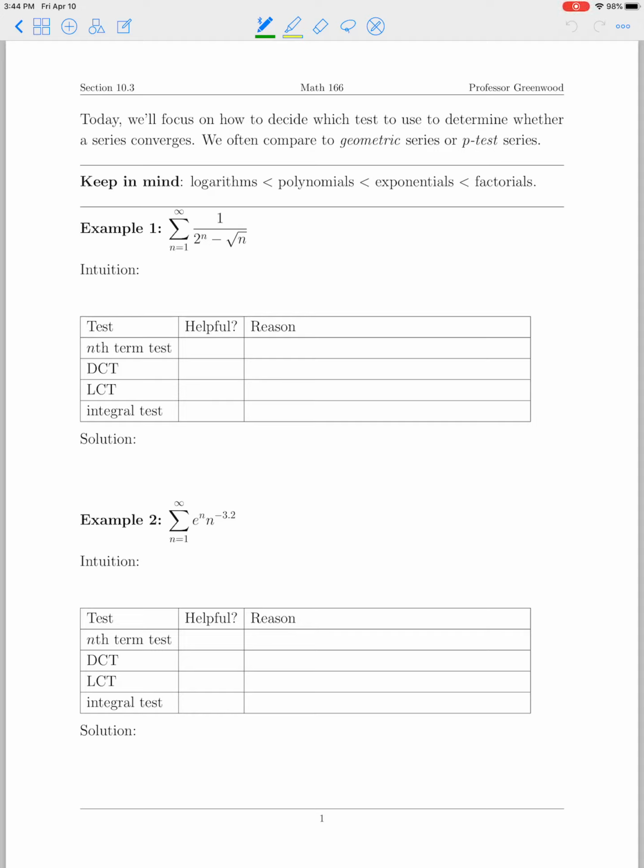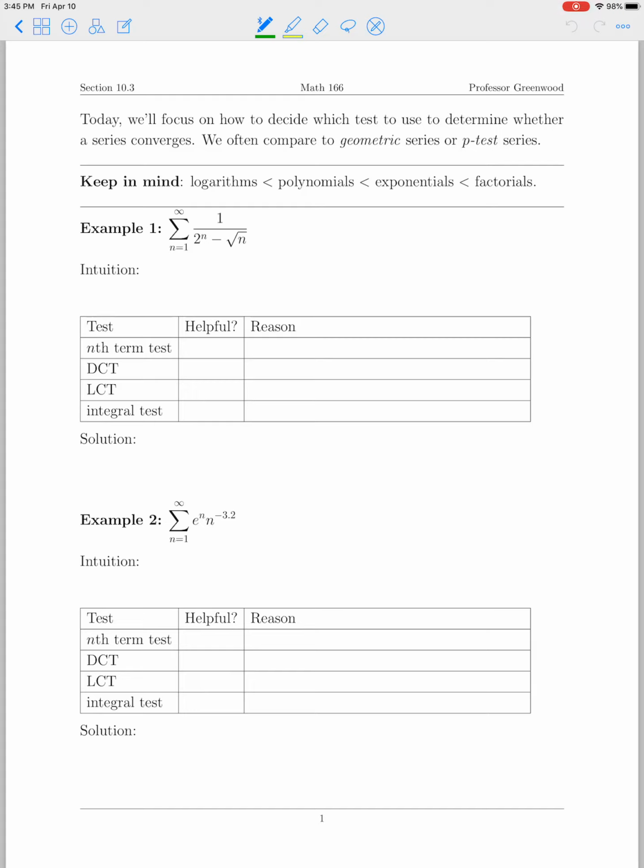So far, we've talked quite a bit about individual convergence tests that you could use to determine whether or not a series converges to a finite number or doesn't. And today we're going to try and focus on determining which one of those tests is the best one to use in a given scenario. And so overall, the idea is always going to be that we're going to want to compare a complicated series to one that we already know.